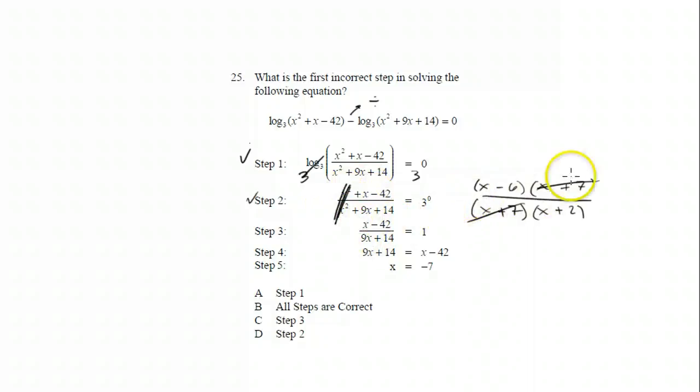So you won't even have to factor this on the test. You would just have to be able to check, did they try canceling those x squareds? And since they did, that's the step that's wrong. So that's C, step 3.